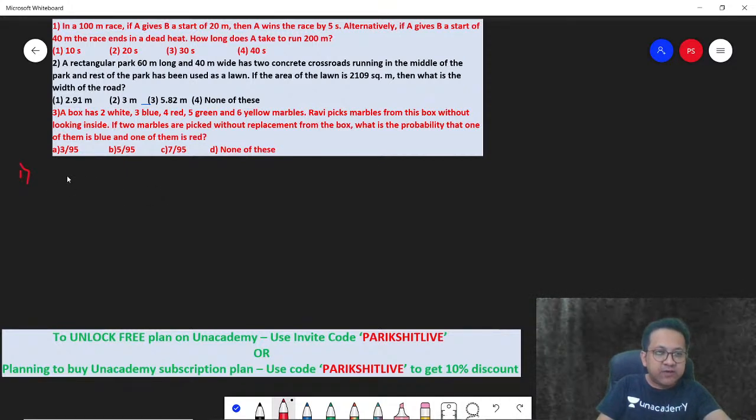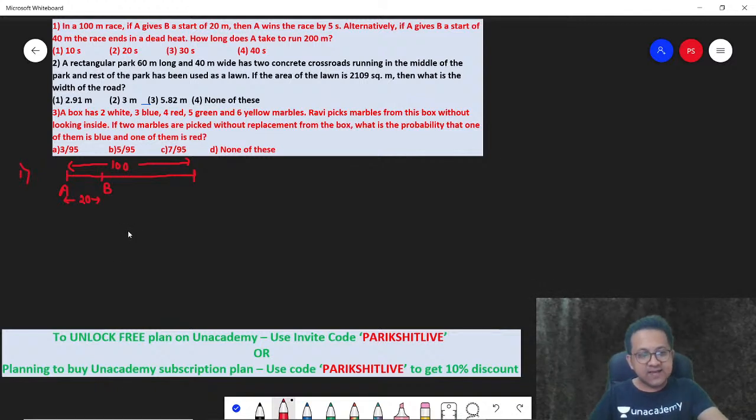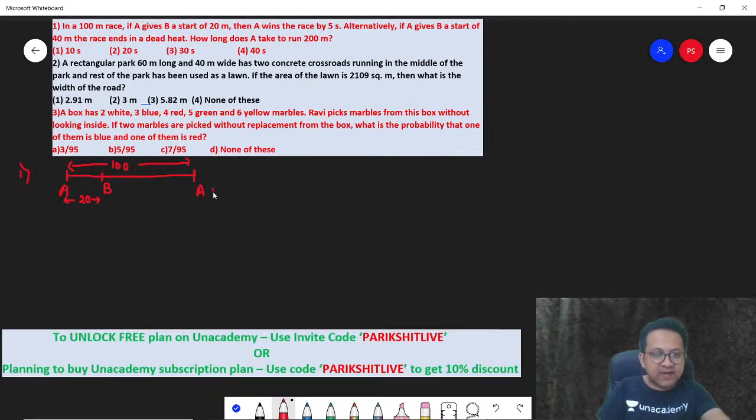So it's a 100-meter race. Let's try to draw this. What happens in a 100-meter race? A gives B a start of 20 meters. What is the meaning of A gives B a start of 20 meters? It means B is 20 meters ahead at the start. So this distance is basically 20. If this is the case, A wins by 5 seconds. Correct? Next scenario.